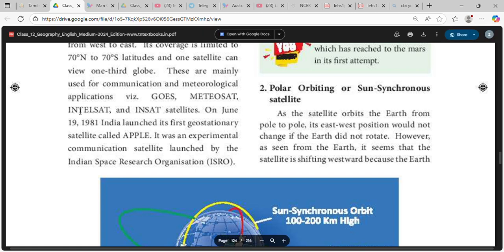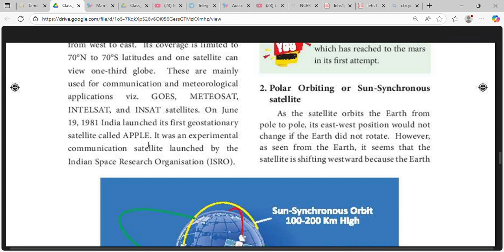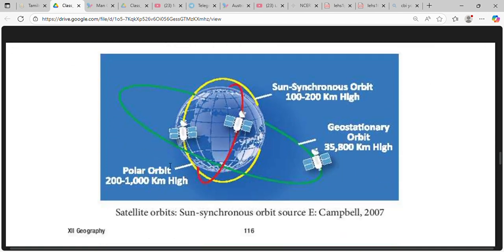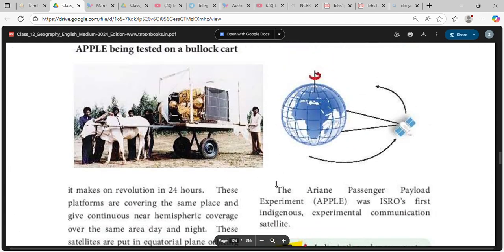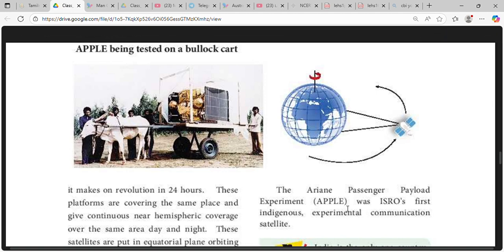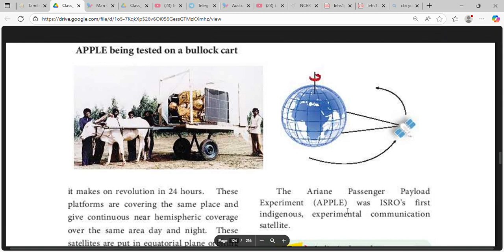On June 19, 1981, India launched its first geostationary satellite called Apple. It was an experimental communication satellite launched by the ISRO. The Ariane Passenger Payload Experiment, APPLE, was ISRO's first indigenous experimental communication satellite.